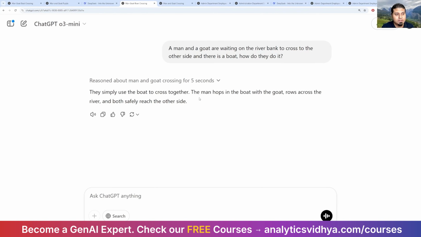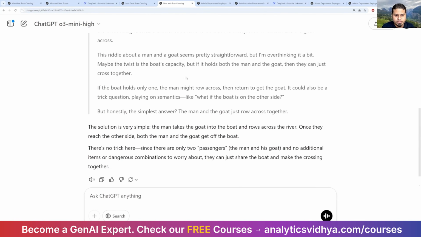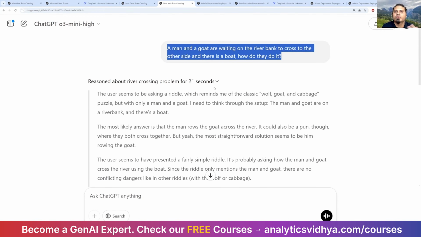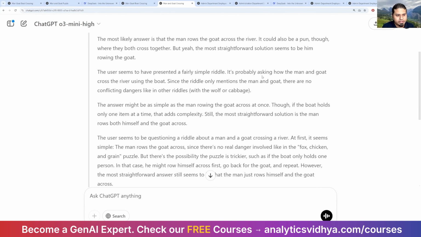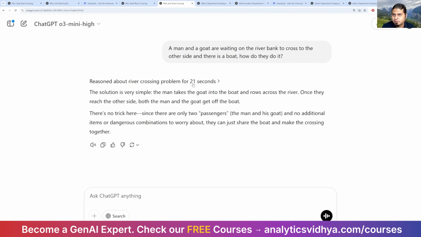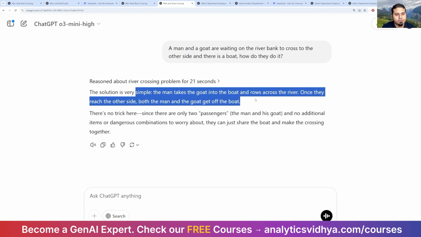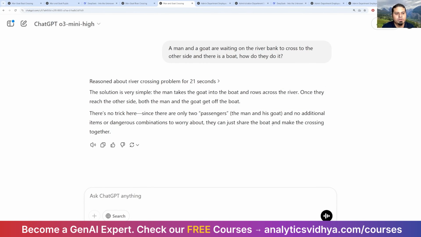near real time, in 5 seconds. And let's look at how o3-mini with the high reasoning level, where it tends to think more, how did that model do? So now I'm with the o3-mini high model and I've typed in the same prompt. It reasoned for 21 seconds. So this is where it starts overthinking really, with the wolf, cabbage, and so on. Again, just like the other models, but still it thinks less than 30 seconds, definitely. And it does get to the right answer. The solution is very simple. No trick here. Two passengers just cross the river in the boat.